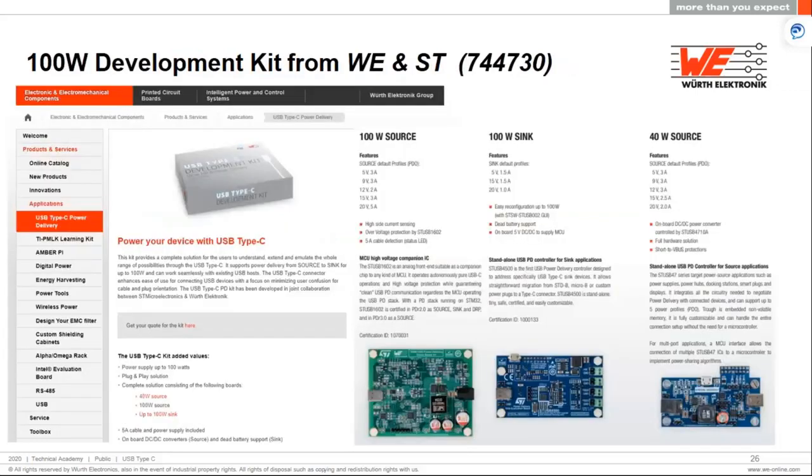And coming to the end of our presentation, we have a very functional and very effective 100 watt development kit with ST. So if you want to experiment with USB Type-C content, or with Type-C panels, definitely go and check this kit out. It has a lot of functions and you can experiment a lot and learn a lot about USB Type-C.